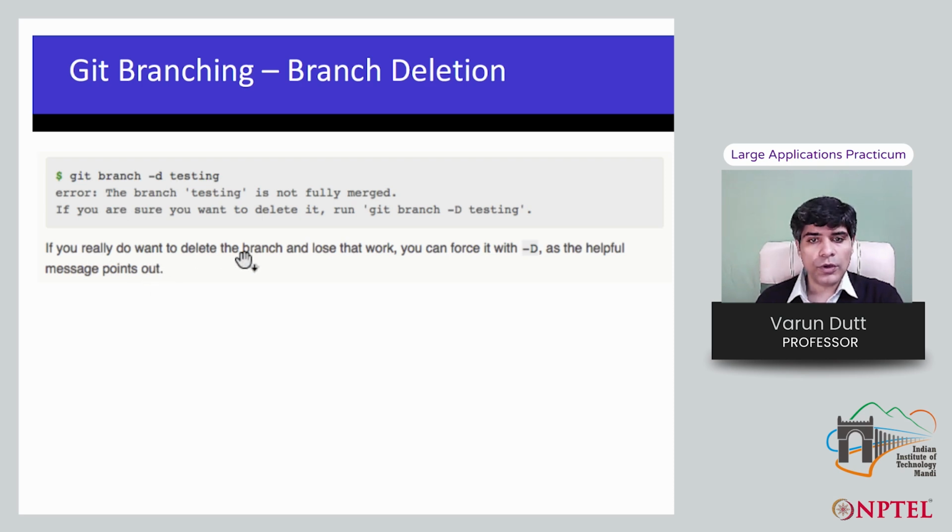If you really do want to delete the branch and lose that work, you can force it with -D, and a helpful message points that out. So basically this -D option is a stronger one. It will still delete the branch without merging it, which looks a little awkward. Generally when we branch, we will resolve conflicts and merge it, and only then delete that branch.